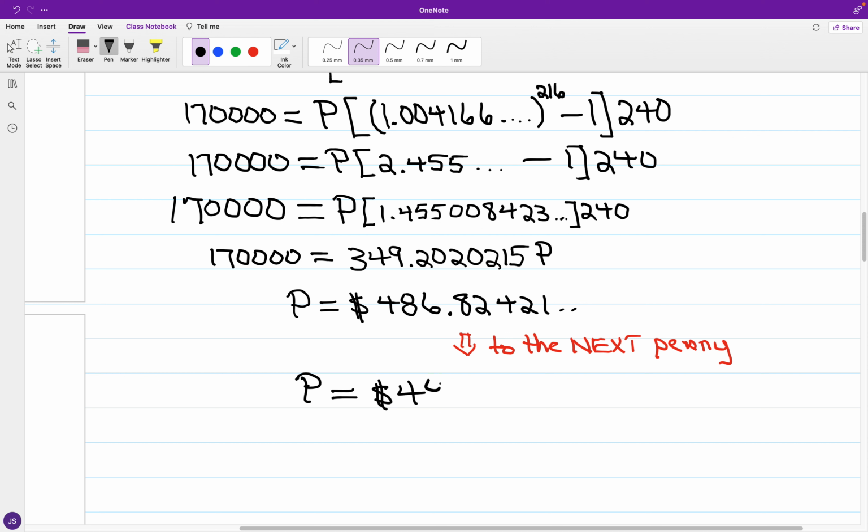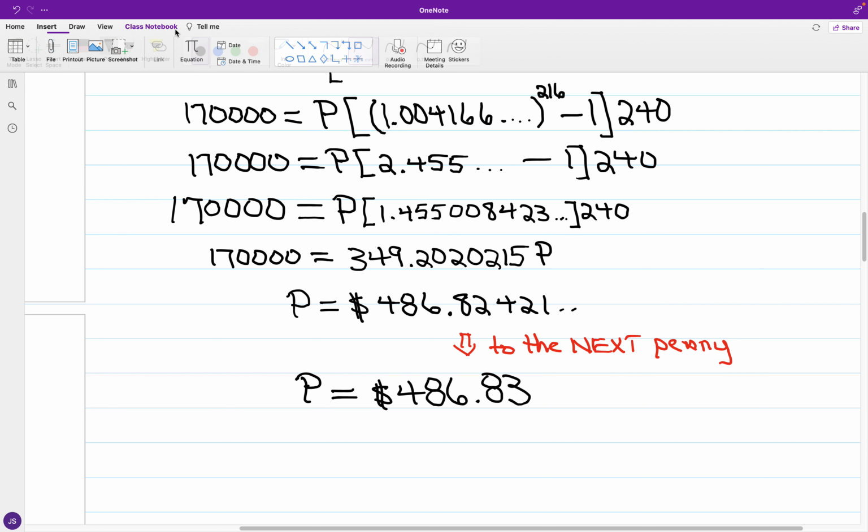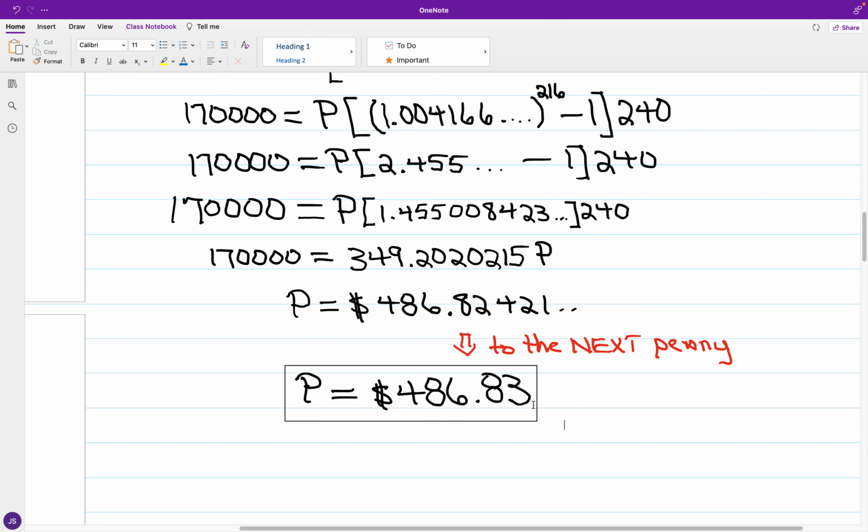We're looking at, on a monthly basis, a contribution of 486.83. So this is a case with annuities where you already know what your future balance is going to be, or what the goal is going to be, and how you're going to get there through the monthly payments. In this case, 486.83 safeguards a future balance of $170,000 in 18 years' time.